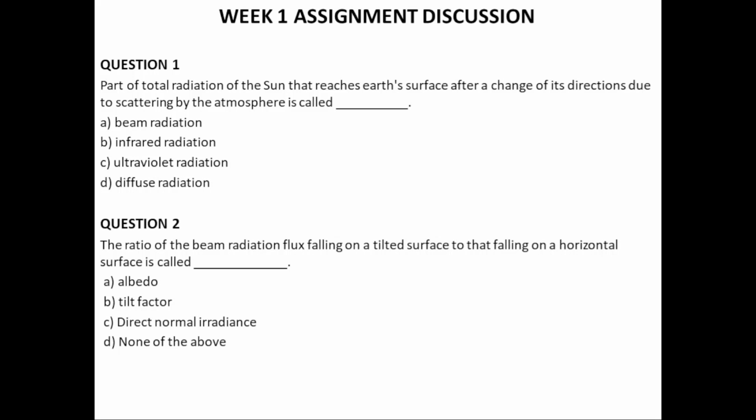So here we do not have infrared radiation or ultraviolet radiation. If you talk about infrared and ultraviolet, those are specifically dealing with the wavelength of the radiation that is going to come into the atmosphere. That is not something about whether the direction is changed while the beam radiation travels through the atmosphere. It's rather more relevant when you talk with respect to the wavelength. So B and C are not right, so here we can directly eliminate them.